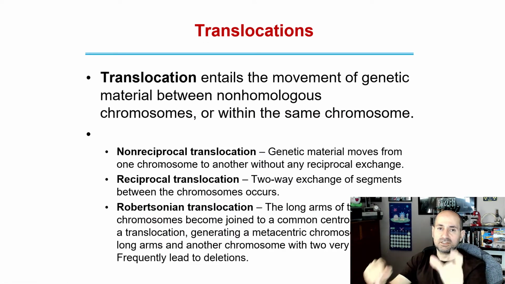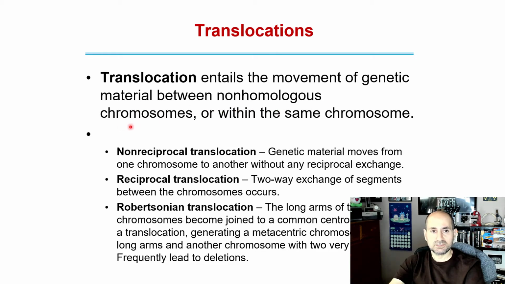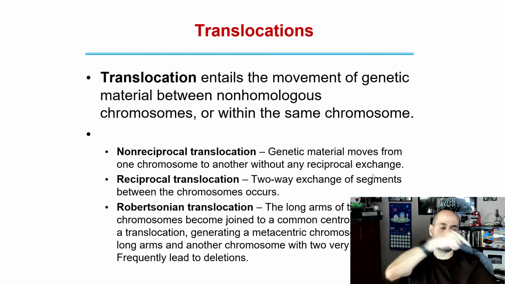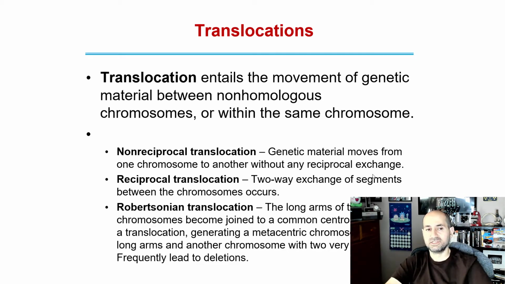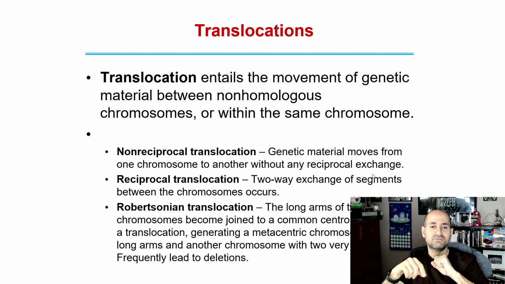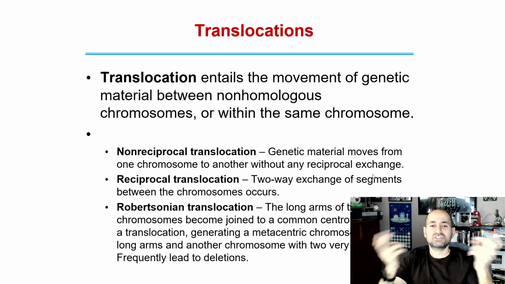Translocations. Remember, translocations entail movement of genetic material between non-homologous chromosomes, so from chromosome 3 to chromosome 5, for instance, or within the same chromosome. Now, non-reciprocal translocation, we touched on this before. This is when genetic material moves from one chromosome to another without any reciprocal exchange. So I'm taking part of chromosome 3 and putting it onto chromosome 5, but none of chromosome 5 is reciprocating to chromosome 3. That's a non-reciprocal translocation. Reciprocal translocation, here's an example. It's a two-way exchange. You're taking part of chromosome 3, sticking it on chromosome 5, and part of chromosome 5 onto chromosome 3, so you're exchanging information that way.